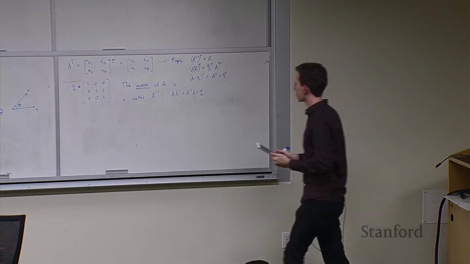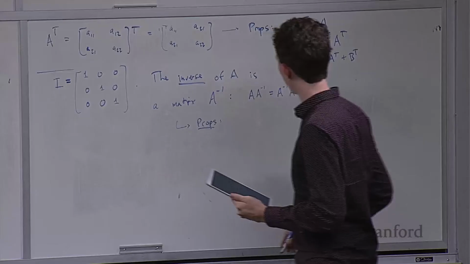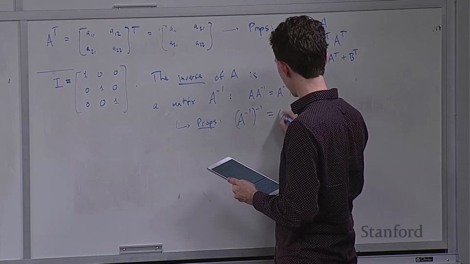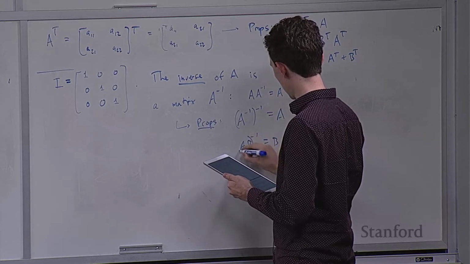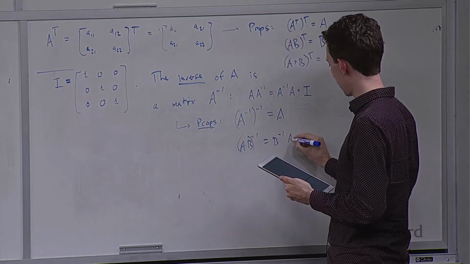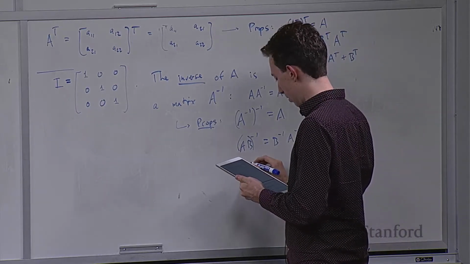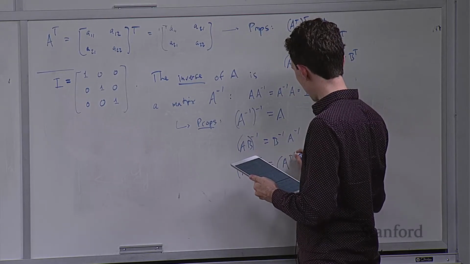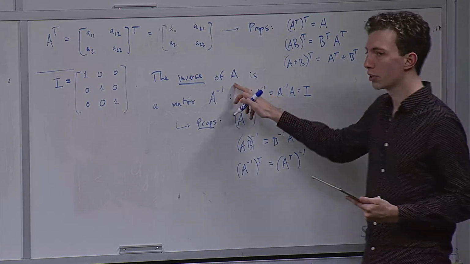The properties of inverse are kind of similar to the properties of transpose, in that the inverse of the inverse of A is the same as A. The inverse of AB taken as a whole is the same as inverting B and then multiplying it by the inverse of A. And finally, the transpose of an inverse is the same thing as the inverse of the transpose matrix. So it doesn't matter if you take the inverse first and transpose it or do it the other way around.